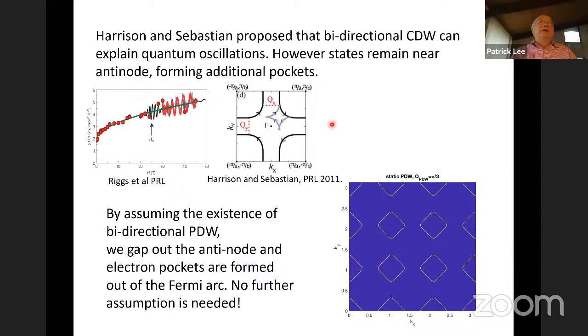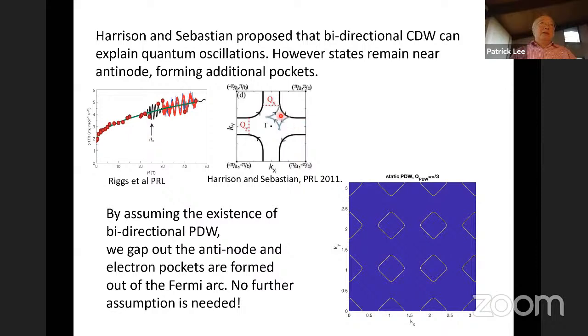And there's evidence from specific heat. This is Riggs's high-field specific heat. They see quantum oscillation. But the important thing is that from the size of the specific heat, they claim that you can accommodate only one pocket, because you know the mass of the pocket. And that's the case. All right.